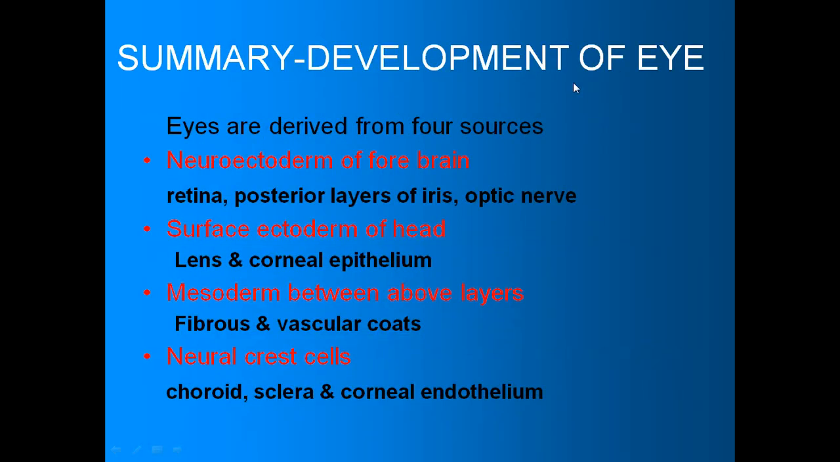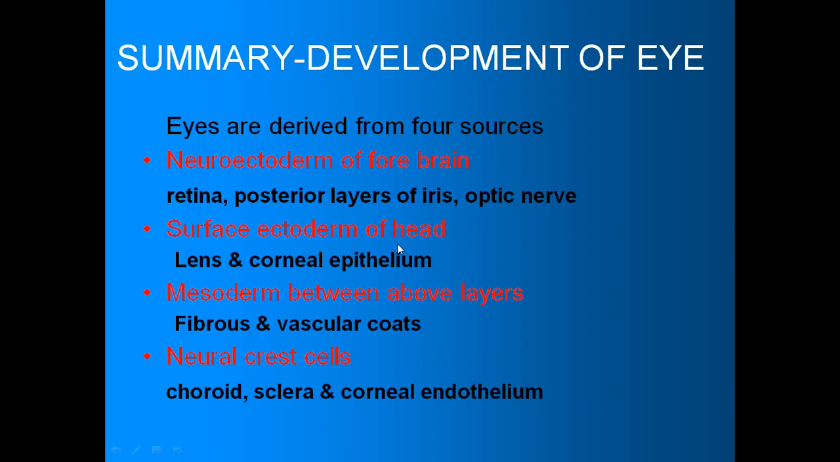Okay. In summary, the development of the eye is derived from 4 sources. The neuroectoderm of the forebrain, that is the optic groove, optic vesicle, optic cup, will give rise to the retina, posterior layer of the ciliary body and iris, and also the fibers beginning from the ganglion cell layer of the retina form the optic nerve.